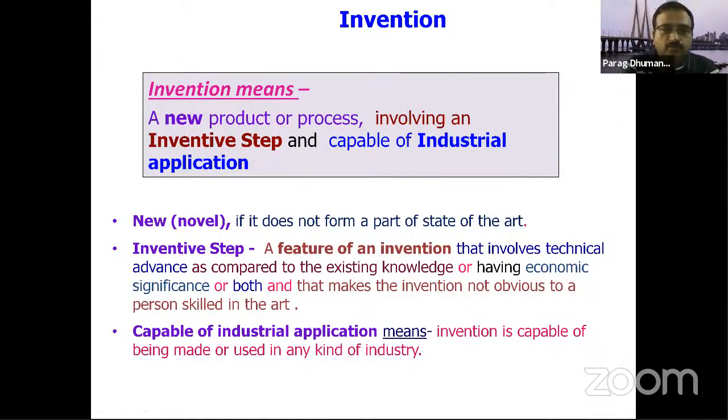So what is a patent? What is an invention? Invention means a new product or a process involving an inventive step and capable of industrial application. So if you make something which has no industrial application, it can't be patented. It has to be novel, new, not a copy of anything. It has to be absolutely new, and there are examiners in the patent office who will check that it's a new and novel process. It should have enough inventive step, enough of a leap of technical advancement to call it an invention, and it should be capable of industrial application.